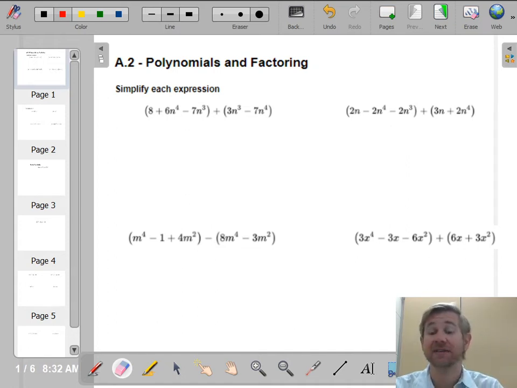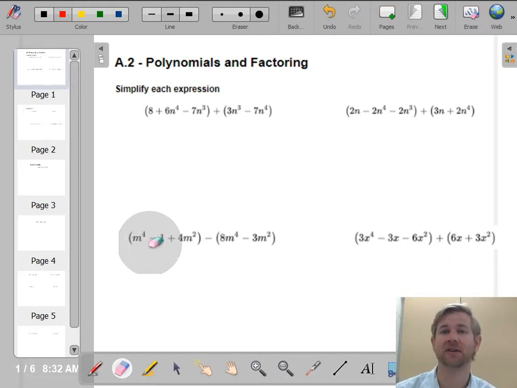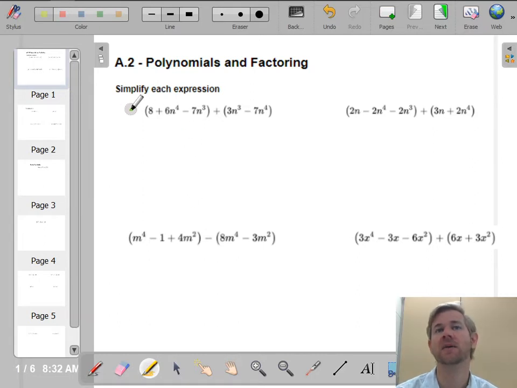So, factoring's a big deal. Before we get into the factoring, we're going to make sure we can sort of go forwards. And you imagine sort of factoring is undoing, going backwards. So, we're just going to practice combining like terms here to start. You want to look for the highest degree when you're simplifying.